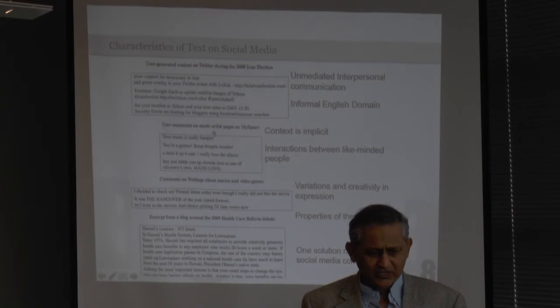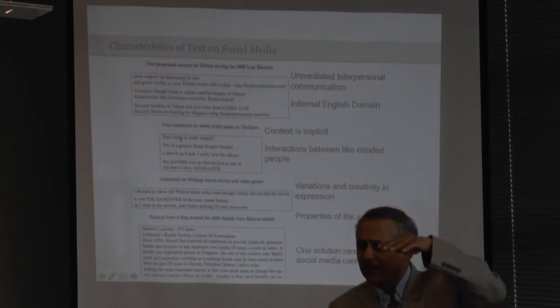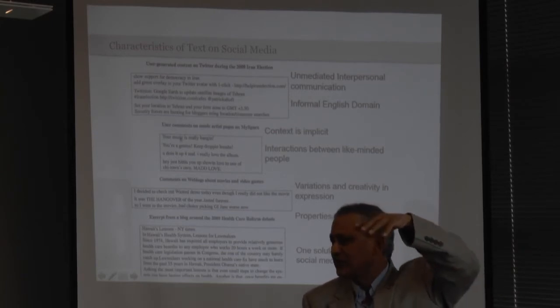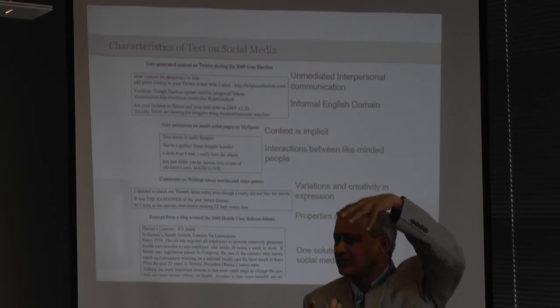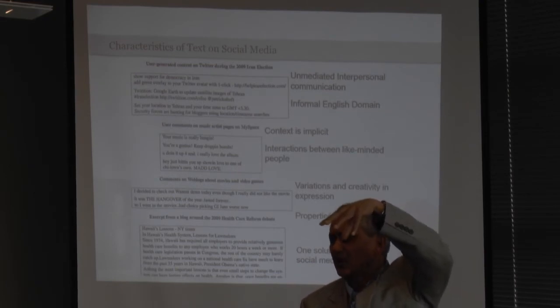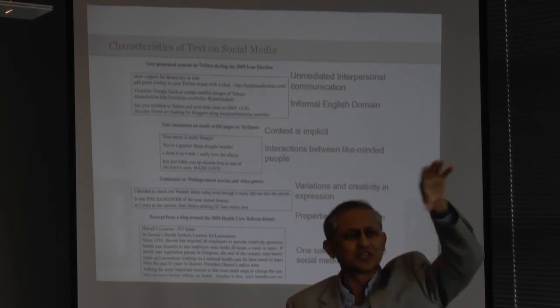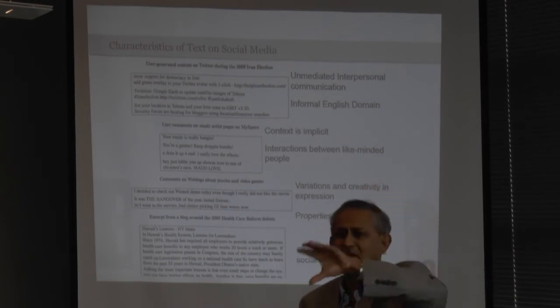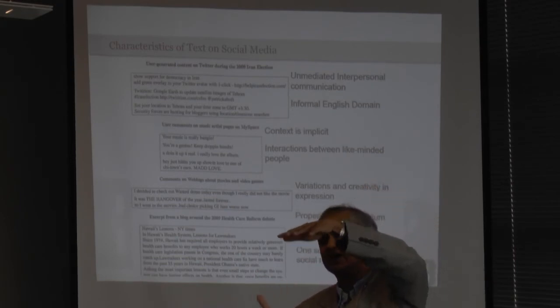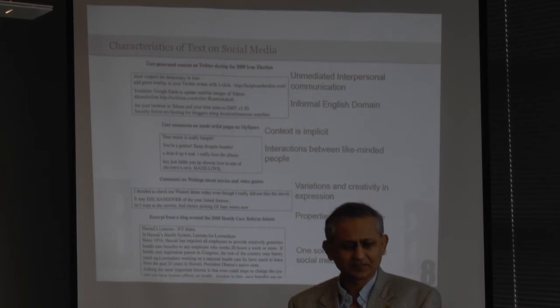Here, user-generated music artist pages on MySpace. Context is implicit. That interaction between like-minded people, in this case. In MySpace, which is no more, but it used to have different sections, people would talk about, so there'll be a music section, and within the music there'll be particular artists, and people interested in that artist will talk about that artist, right?